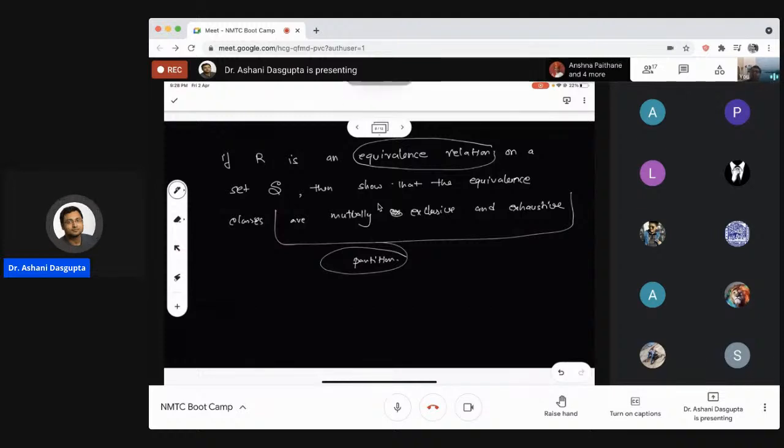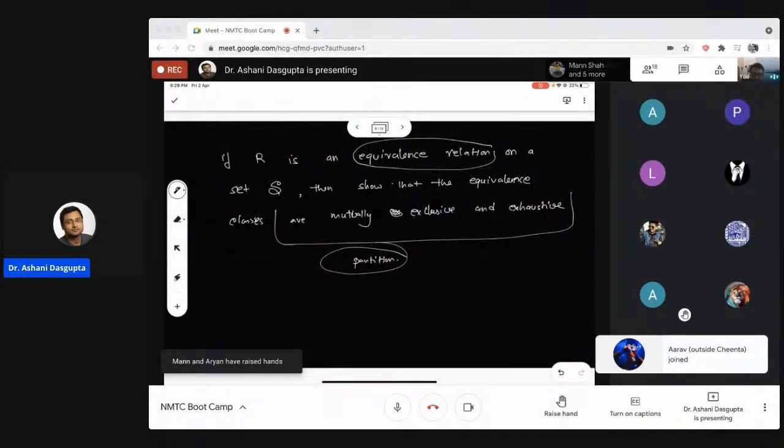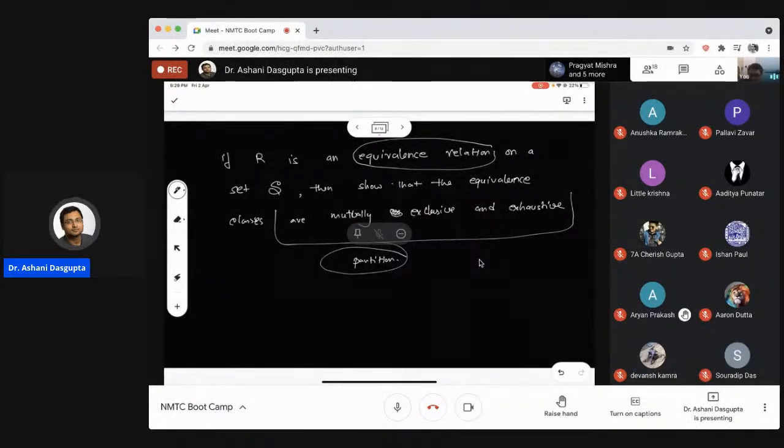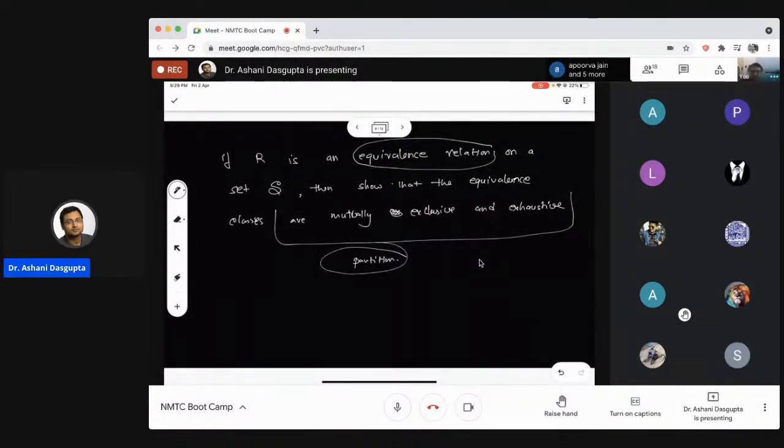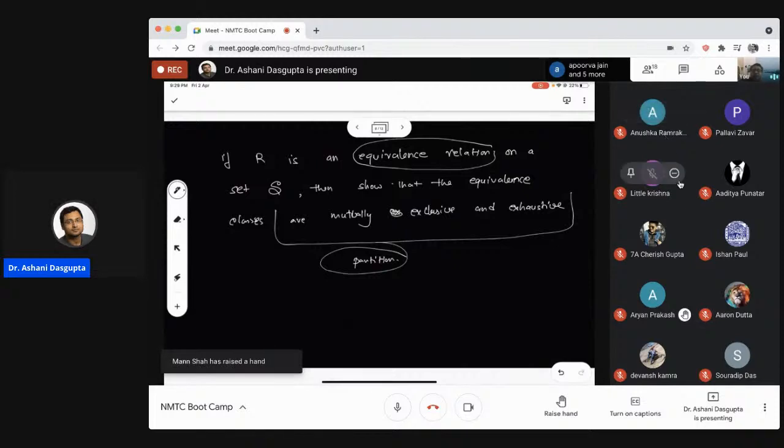So how can you show this for any equivalence relation? We just took an example of one equivalence relation. How can we show this for any equivalence relation? That's the question. Okay, before we go to that, can anyone give me an example of any other equivalence relation that you know of? Congruence is one equivalence relation. Is there any other equivalence relation that you were aware of? Can you tell me that?